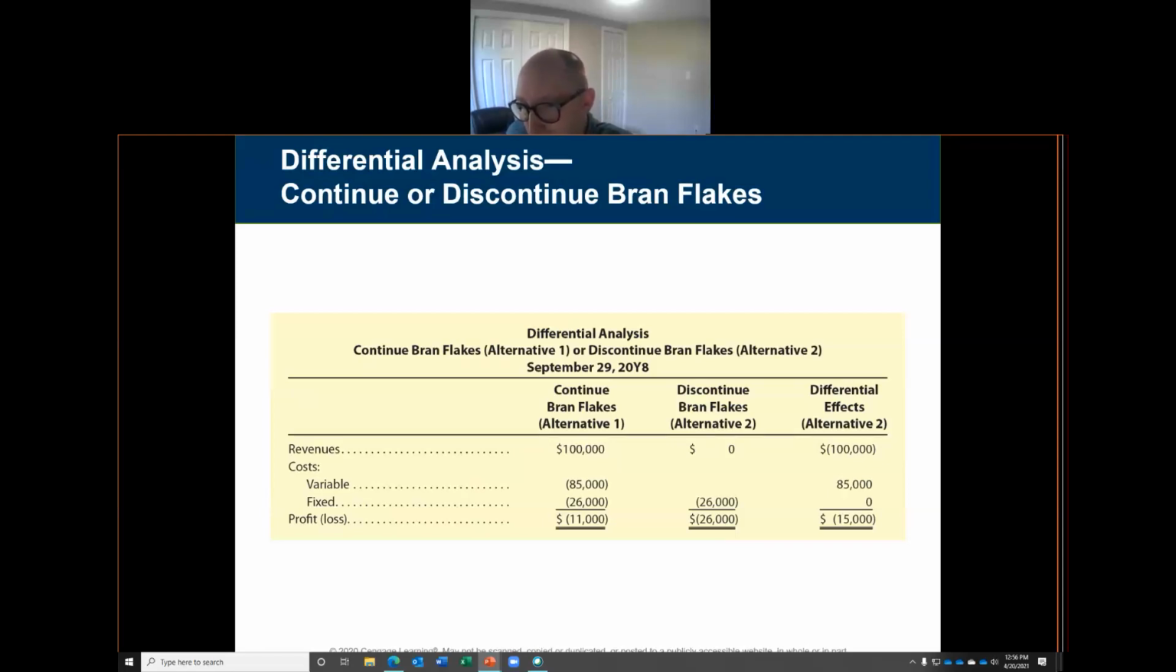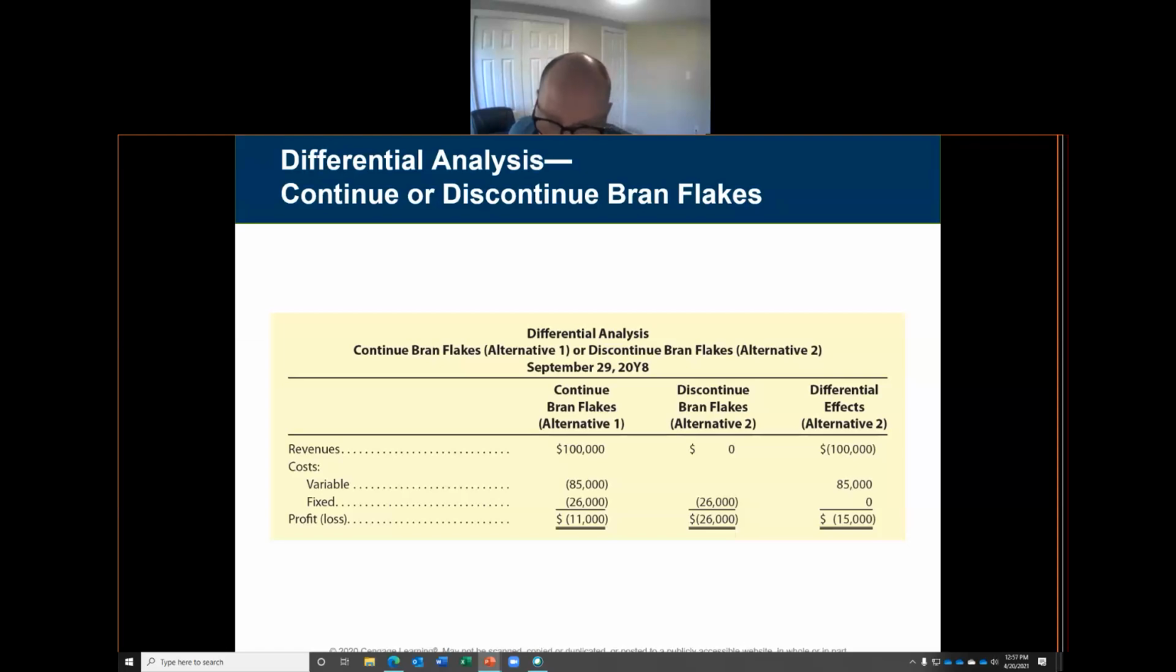The alternative is to discontinue the bran flakes. My revenue would go to zero. My variable cost would go to zero. However, I would still incur fixed costs. In this example, 26,000.